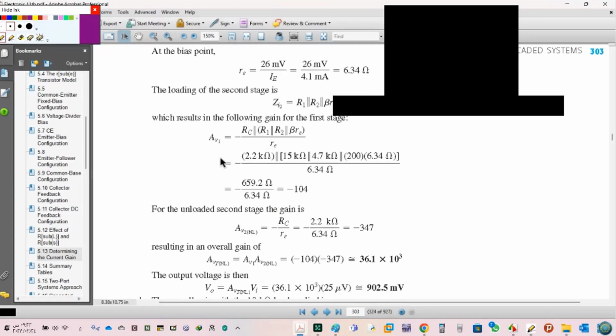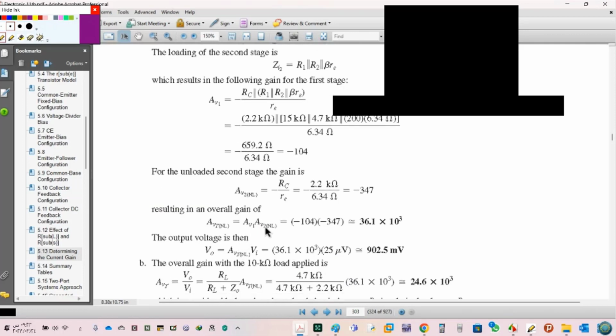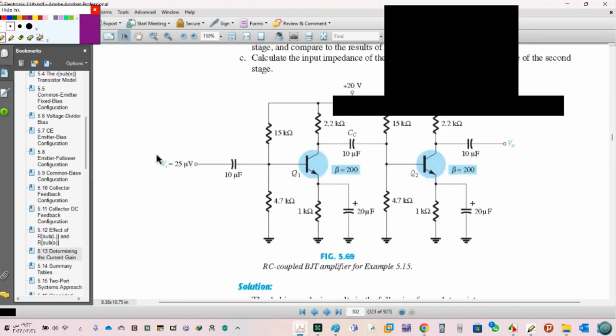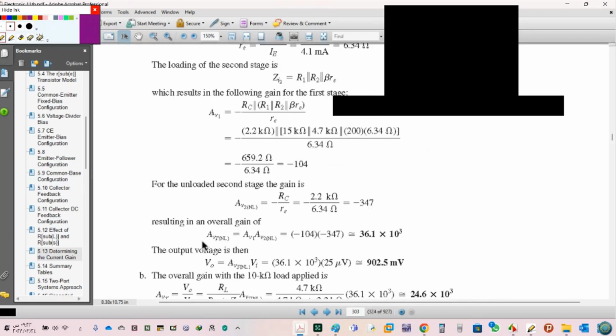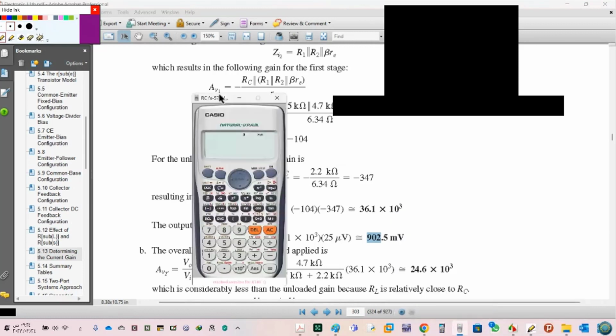So again here, AV load, AV no load, AV total. It's AV1 load, AV2 no load. Then he asks me to calculate VO total with VI. He gives me VI from the graph, 25 microvolt. What will the output be here? 900 millivolt. So it is increased 10,000 times. So let's calculate, for example, the gain.